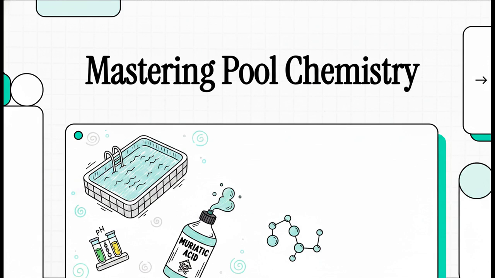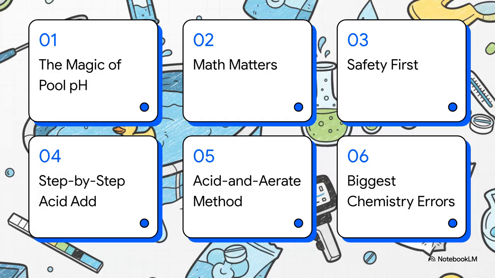safe, crystal clear water. And we're going to focus heavily on probably the most misunderstood chemical sitting in your shed right now, muriatic acid. Okay, let's dive right in. Here's our playbook. We're going to start with the magic of pool pH, move into the math of calculating your dose, and go over the non-negotiable safety rules. Then, we'll walk through the step-by-step addition process, tackle the advanced acid and aerate method, and finish up with the absolute biggest pool chemistry mistakes you need to avoid.